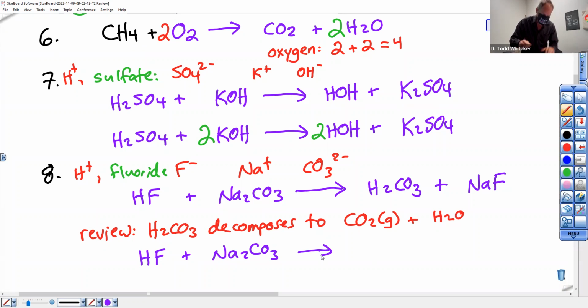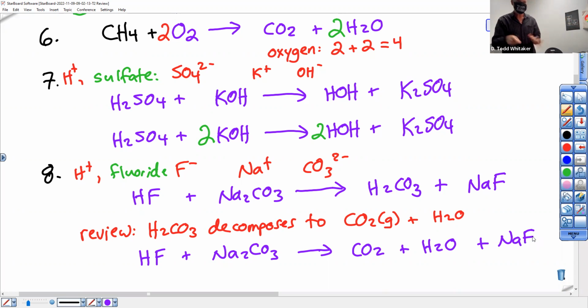Don't write H2CO3. Write the red thing. CO2. It doesn't say you need states, so I'm not going to write gas. I wasn't asked for them. Plus H2O plus NaF. There you go. Carbonates do that. If you get H2CO3 ever, it busts down.